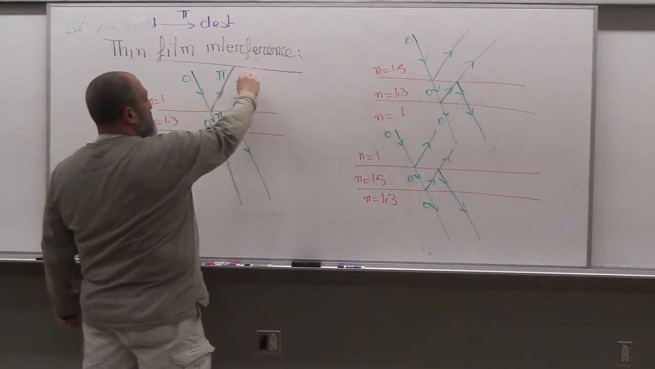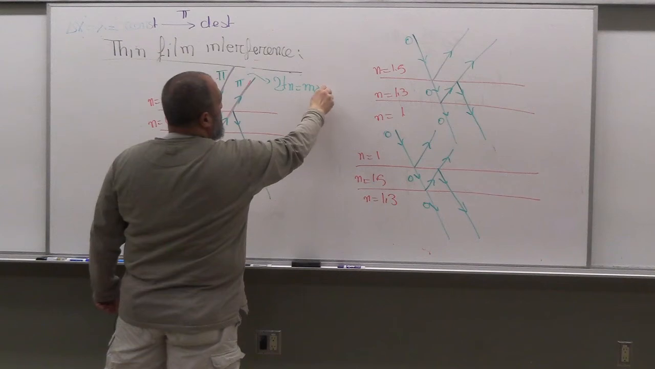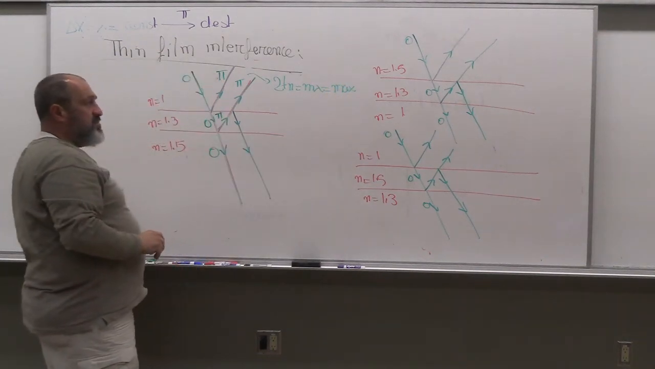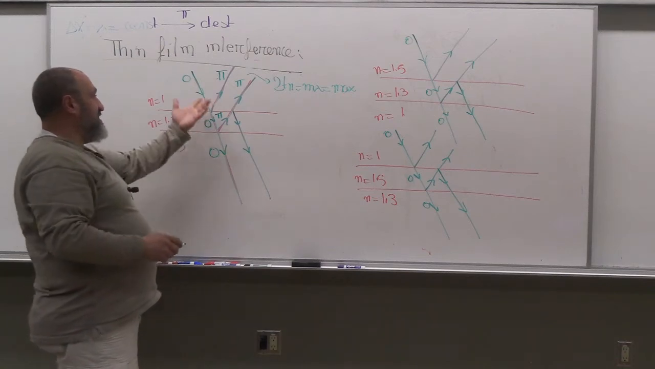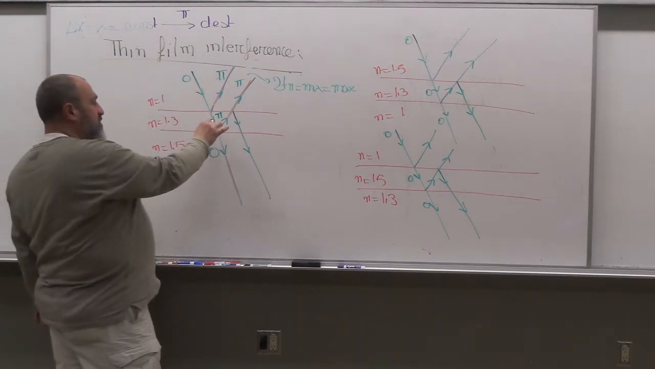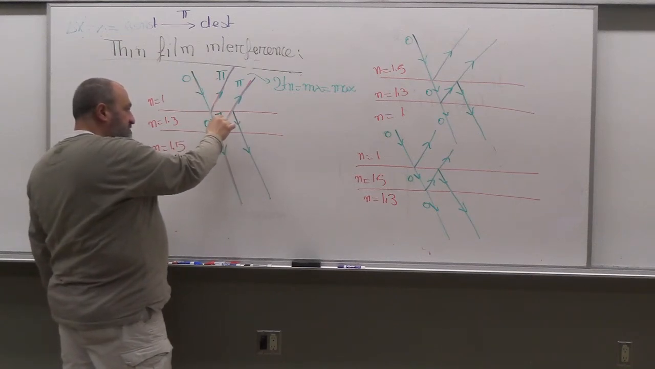So for these two, we say that when 2tn equals m lambda, we have maxima. That's the condition that we know because they both underwent the same phase flip. So it's like they didn't undergo a phase flip at all relative to one another. Here we have 0. Now this guy already has pi, a pi phase flip.